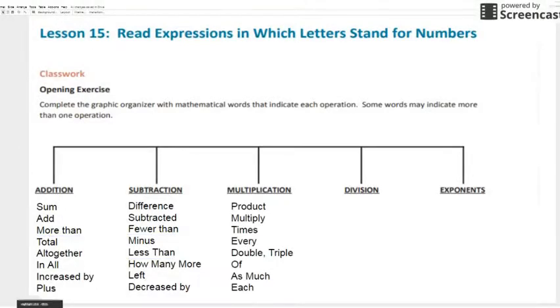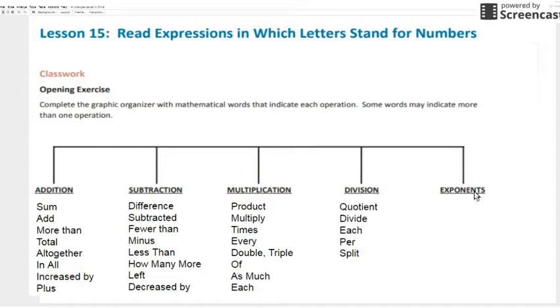If we continue going through, we go to multiplication now. We have product, of course, the answer to a multiplication problem, multiply, times, double and triple, which are more specific. Double means 2 times, and triple, of course, means 3 times. Then of, as much, and each. The word of actually does mean multiplication, so you have to look out for that and be aware of that. The next word, division.